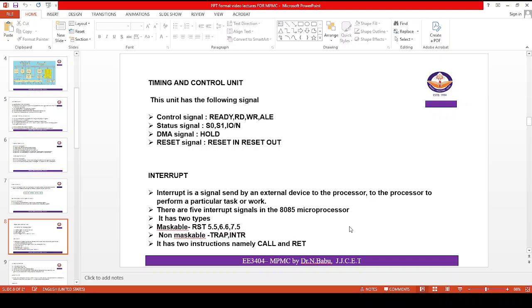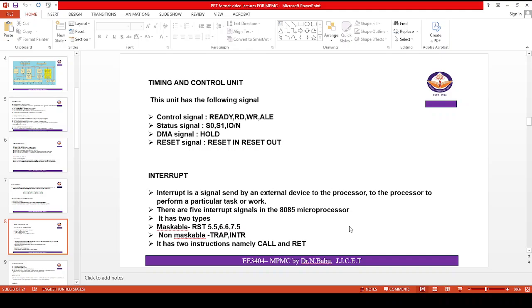Once the hold request signal is generated from the DMA to the processor and received, the microprocessor checks the address bus and data bus status. If the address bus and data bus are free, it immediately sends the acknowledgement signal to the DMA controller. That means the hold acknowledgement signal. These two signals are very important: one is hold request, another one is hold acknowledgement.